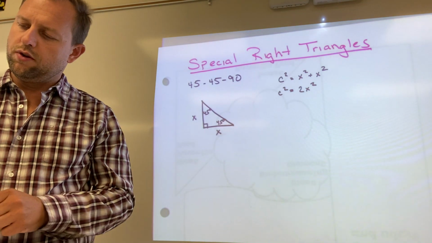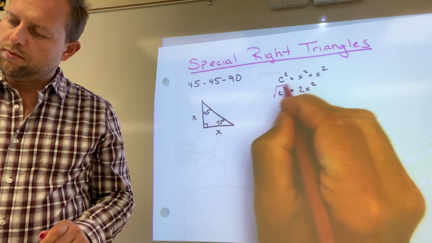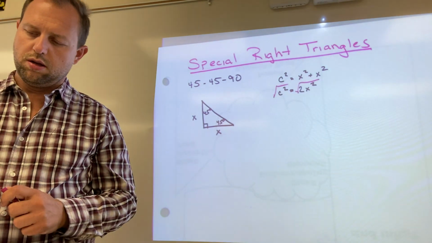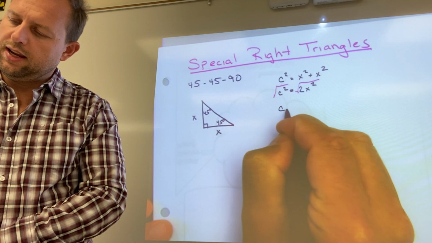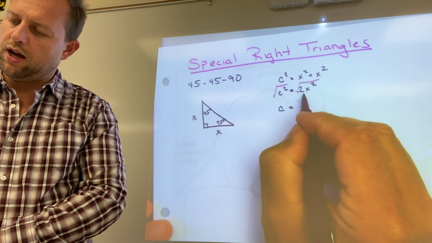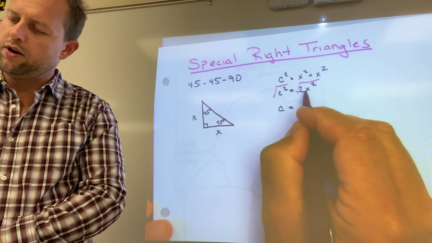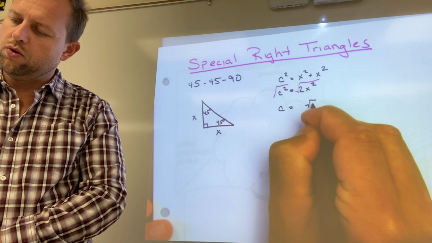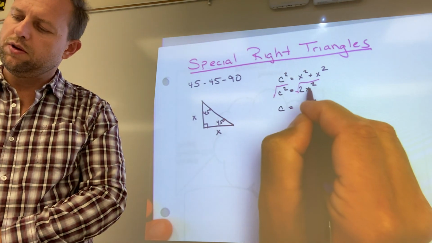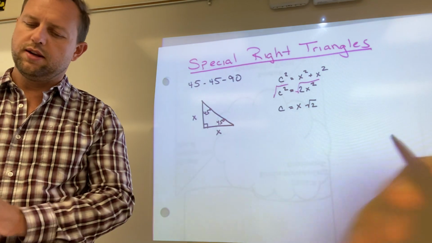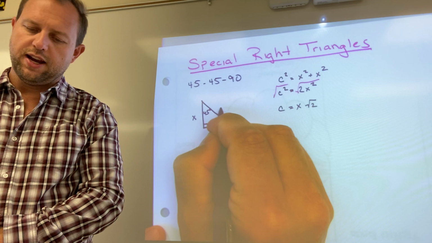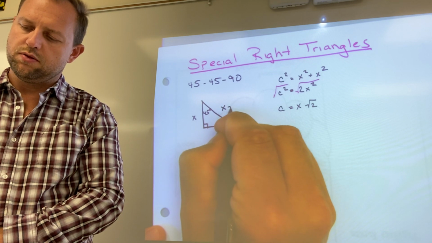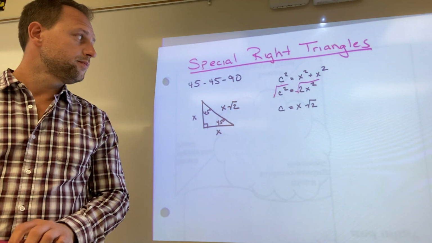And if we go through and take the square root of both sides, square root of c squared is c. The square root of 2x squared. We can't take the square root of 2, it has to remain under the radical, but the square root of x squared is x. So our third side in a 45, 45, 90 triangle is x root 2.